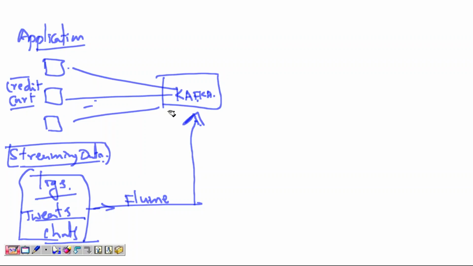That means if the data is not sensitive, if the data is not commercial, then you can use Flume in that case. See here in our example, Flume is capturing data from logs, tweets, chats. In that case, I can engage Flume, because these are not commercial data.